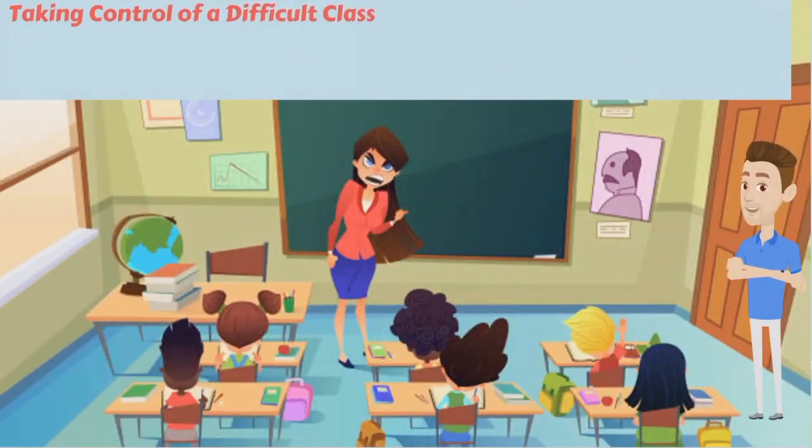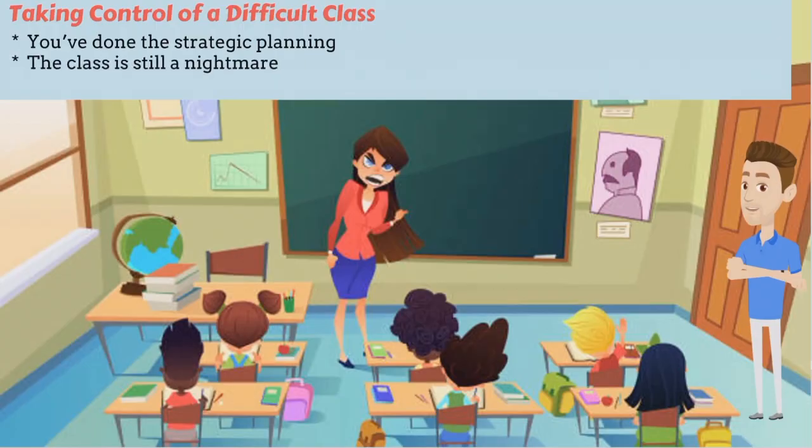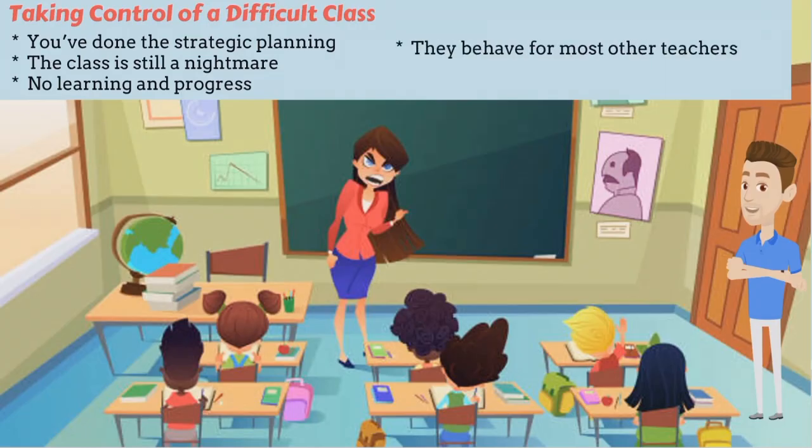Taking control of a difficult class can be very worrying, but with a strategic approach, some skills and some patience, you can create a positive and productive learning environment. The big but, of course, is that you've done all that strategic stuff, or most of it, and this class is still unmanageable. And worst of all, they're just not doing the work and making no progress at all in your subject. Annoyingly, they do behave and do the work in other teachers' lessons.